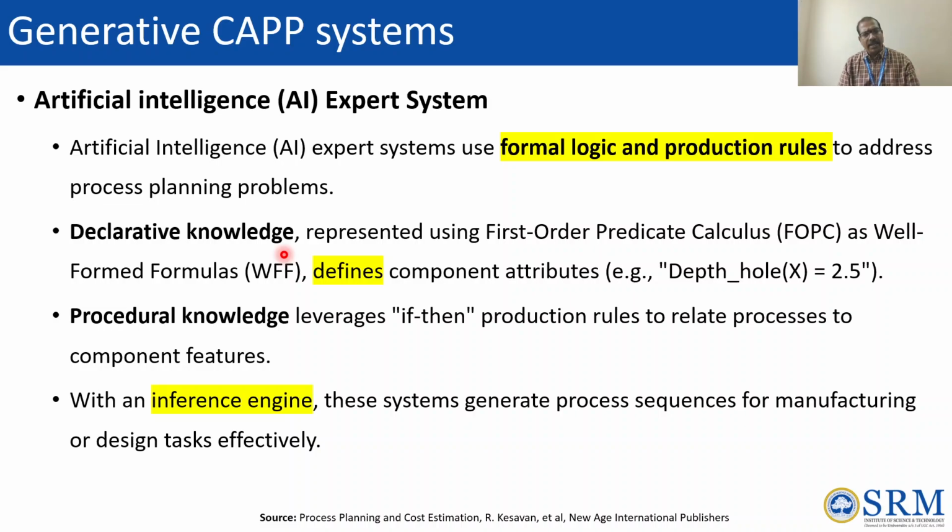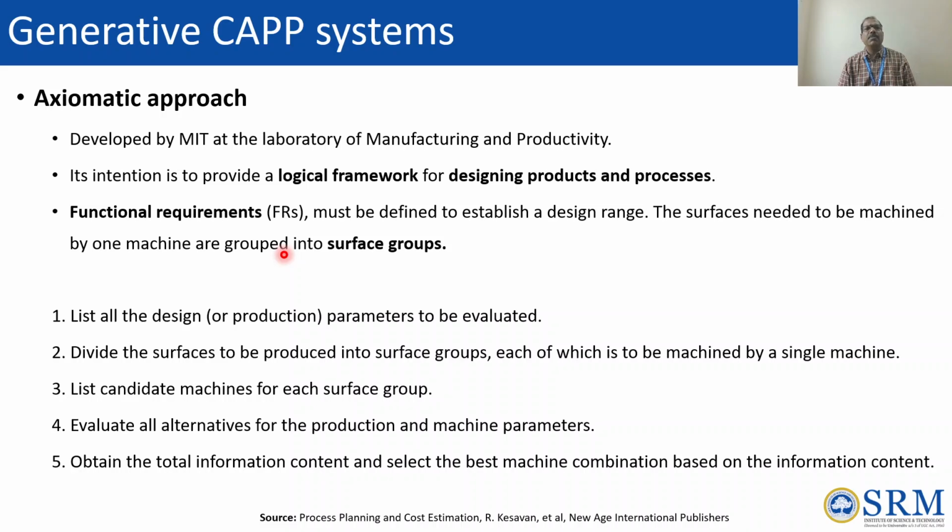So for that we need, as I said in the previous thing also, an inference engine. So that inference engine makes formal logic and production rules based on our knowledge base. So in the knowledge base we have procedural knowledge or declarative knowledge. So the knowledge base contains all the information, but the instruction will be given. So all this comes under your inference engine, which generates the process sequence for manufacturing a task that needs to be completed.